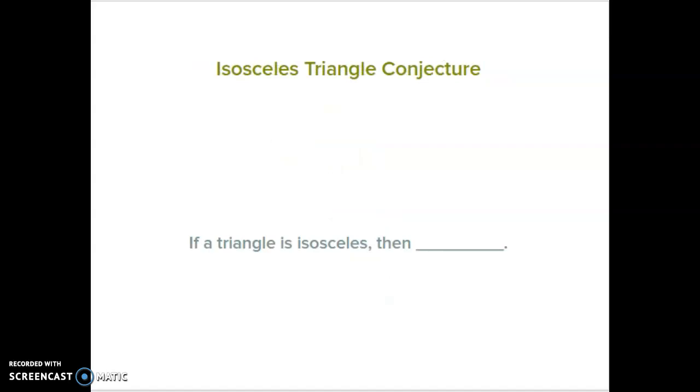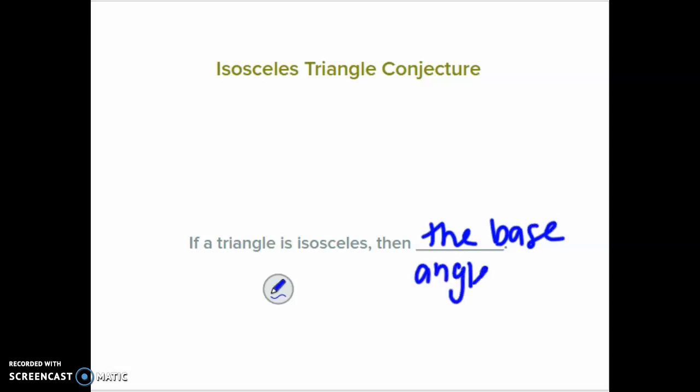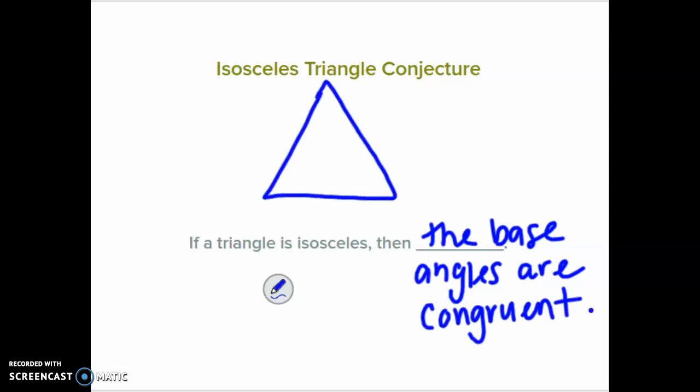Alright, so get out your conjecture sheet if you haven't got it out yet. The isosceles triangle conjecture: if a triangle is isosceles, then the base angles are, what do you think? Congruent. Okay, so if I draw a picture here, if a triangle is isosceles, then the two base angles are congruent to each other.